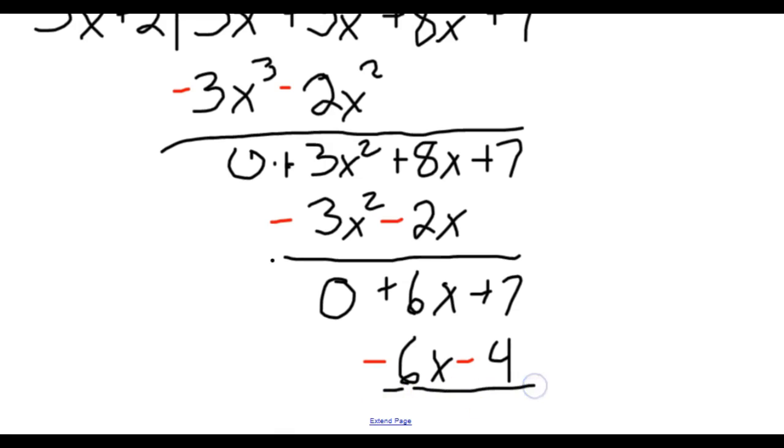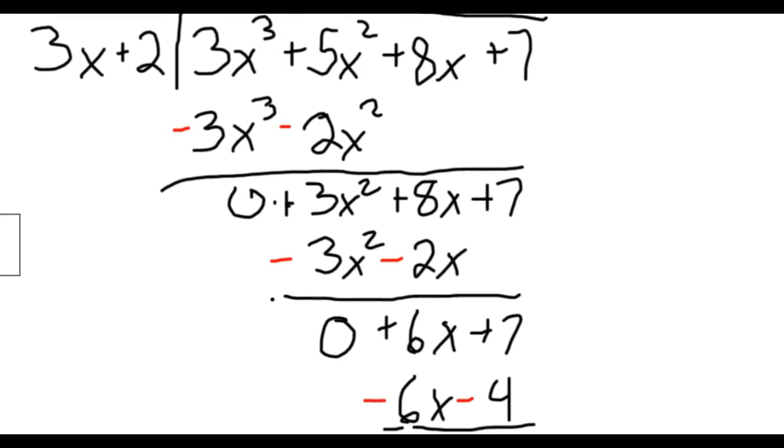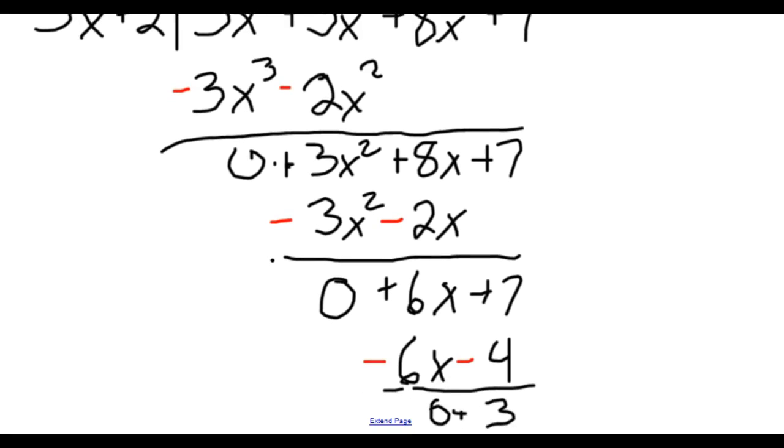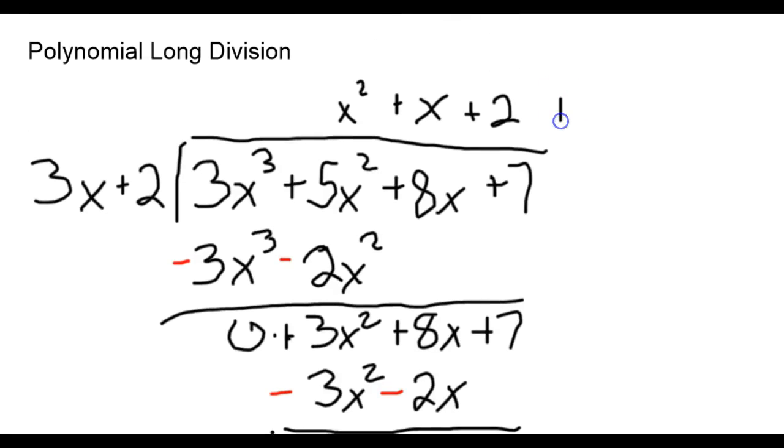What we're going to be left with here, 6x minus 6x is 0, 7 minus 4 gives us 3. This becomes our remainder. Because if we try to repeat the process we've been doing, the 3x in our divisor will not go into 3. It's a higher degree term. So how we take this remainder of 3, we bring it up to the top, and we have plus 3 divided by our divisor, which is 3x plus 2.